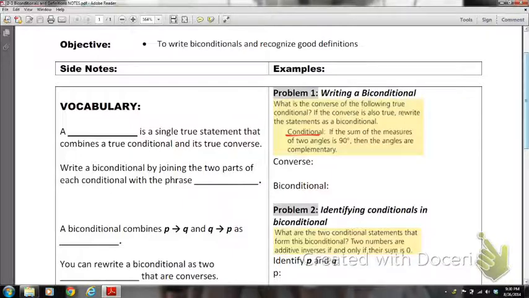Here, this conditional statement states that if the sum of the measures of two angles is 90, then the angles are complementary. So that is a true statement. And we're going to look at its converse. The converse is going to say something like, if two angles are complementary, then the sum of their measures is 90.